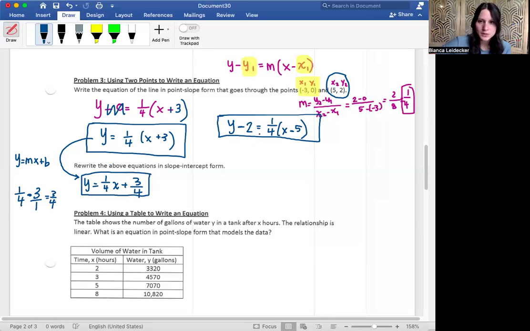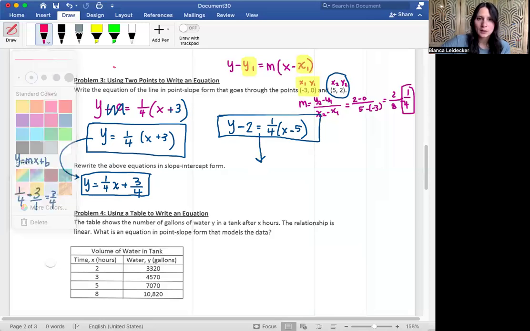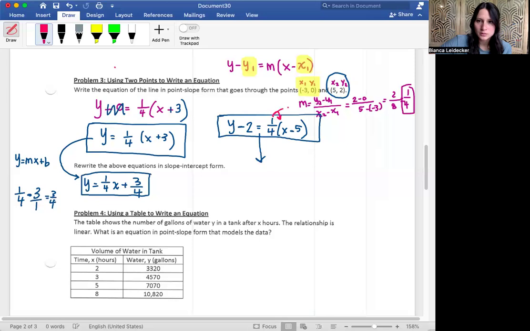If I were to use this equation, I would do a very similar thing, but I would have to get rid of this -2 and bring it over to the other side. So first off, I would distribute. And then I would have y minus 2 equals 1/4 times x minus 5/4, because 1/4 times 5 is 5/4. Then I need to add 2 on both sides.